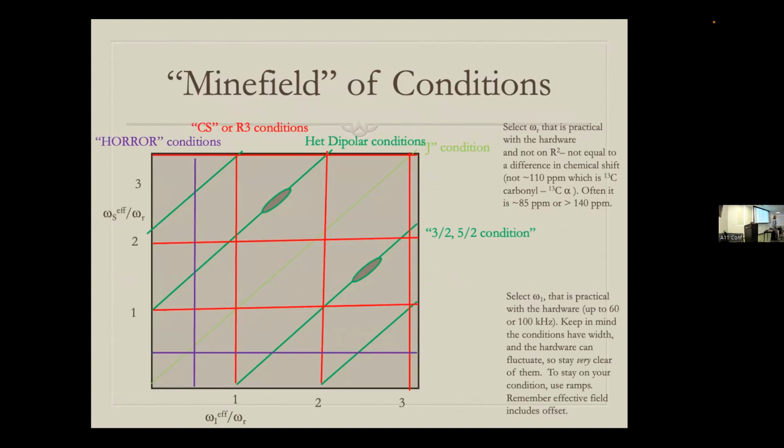The conditions all have a characteristic width. You do not have to be spot on. The characteristic width is mainly determined by the strength of the coupling of the thing that you're trying to bring back. If it's a very weak coupling, then you've got to really nail it. So if you're trying to do DCP for a long distance, the ramp is essential because you're not going to be that precise. If you have a short distance, then you should be aware that that condition has width. If it's like 2 kilohertz or 10 kilohertz, it's hard to get off the condition.